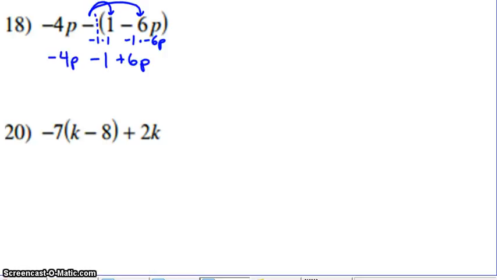And then we're going to find the like terms here. We have p's, and then negative 1 by itself, so I'm going to bring that down. And then 6p plus negative 4p. Different signs, so we find the difference between 6 and 4, which is 2, and then take the sign of the bigger number, which is 6. So we're going to have positive 2p.